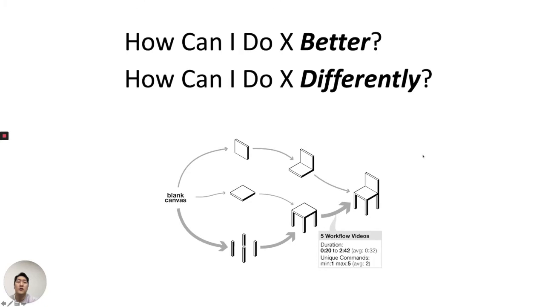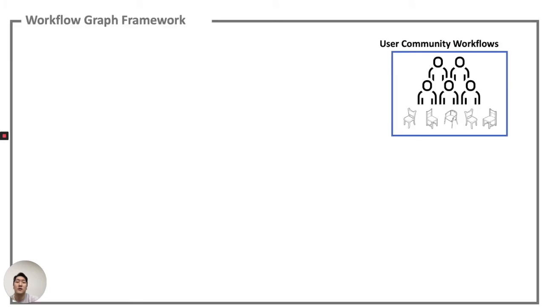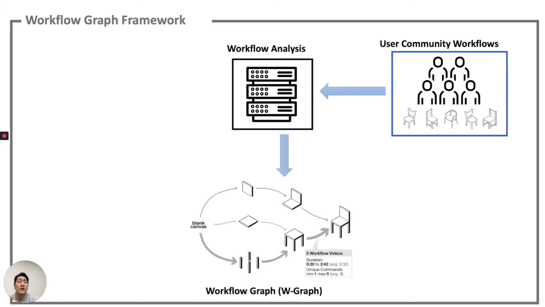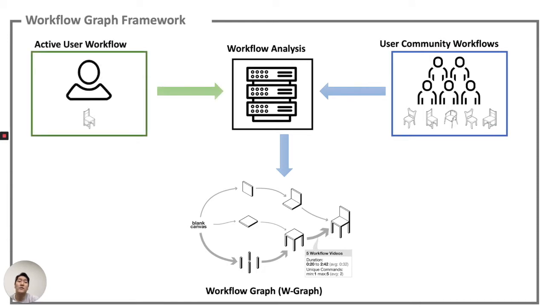To answer these questions, we propose the idea of automatically discovering the different means of accomplishing a goal from the interaction traces of multiple users and encoding them in a graphical representation. In this research, we capture and analyze workflow variations being used by the user community. These alternative workflows are encoded into a graphical representation called workflow graph, or WGraph. And by comparing the workflows being used by the active user to this workflow graph, we can help users discover alternative methods to expand their workflow knowledge.